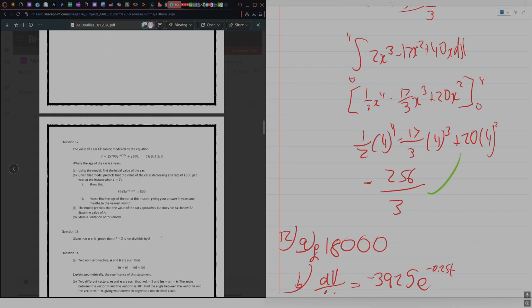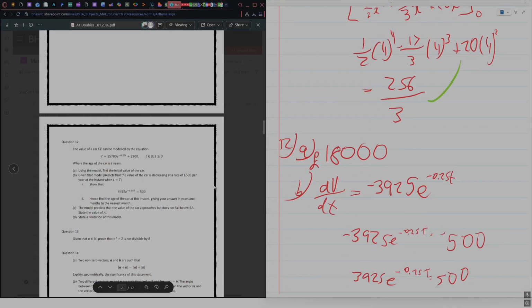Alright, so we have some more modelling stuff here now. Firstly, the initial value: t is 0, which means that the e bit becomes 1, so it's just 15,700 plus 2,300.